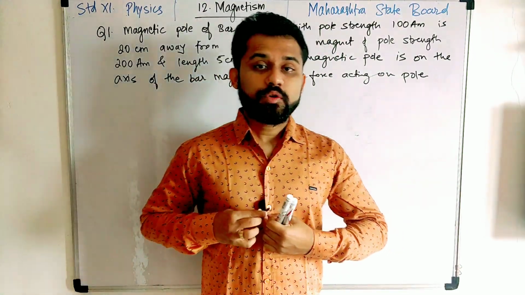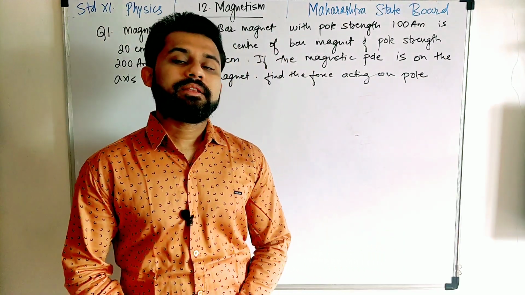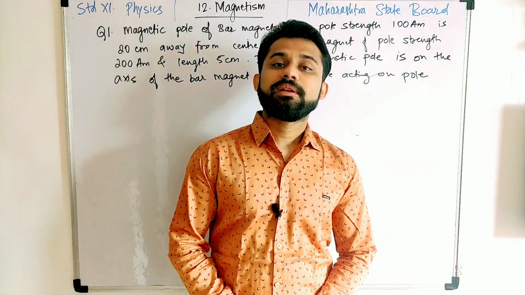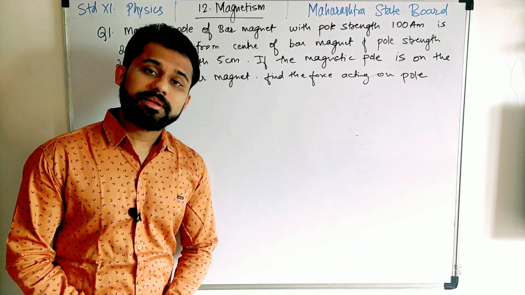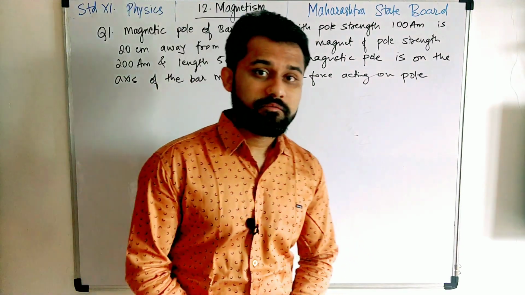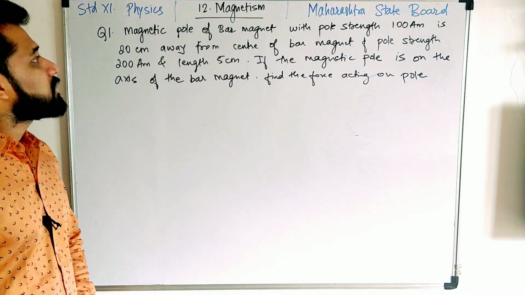Okay, so hello everyone. Today's topic is magnetism, and in this topic we will solve all the numericals given in the state board textbook. In the state board textbook there are 5 numericals in total. So let us begin with question number 1. Have a look at question number 1.